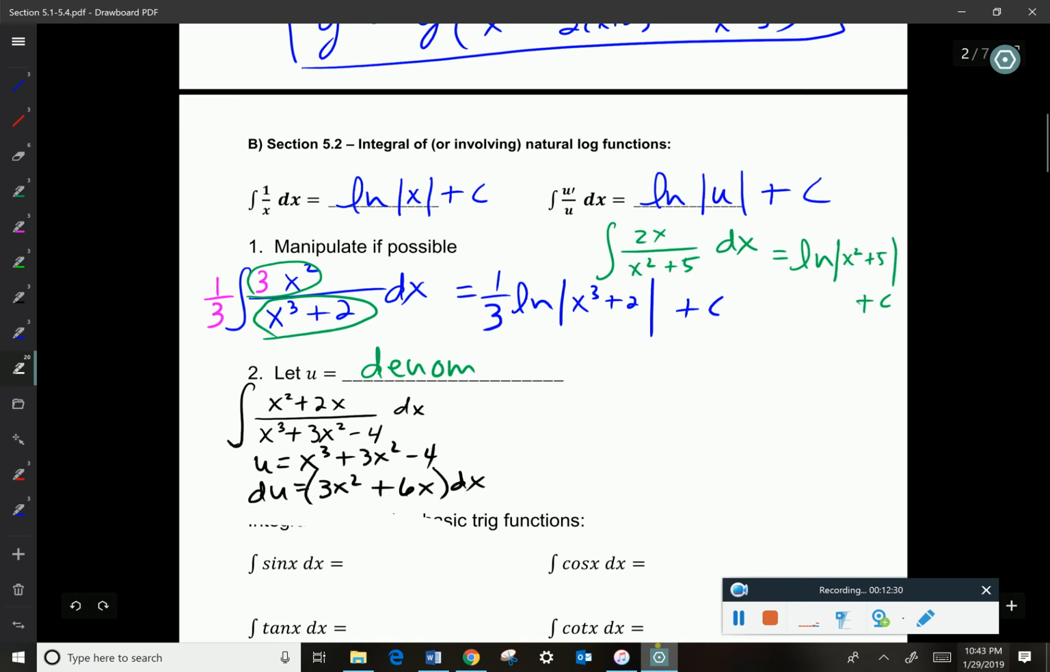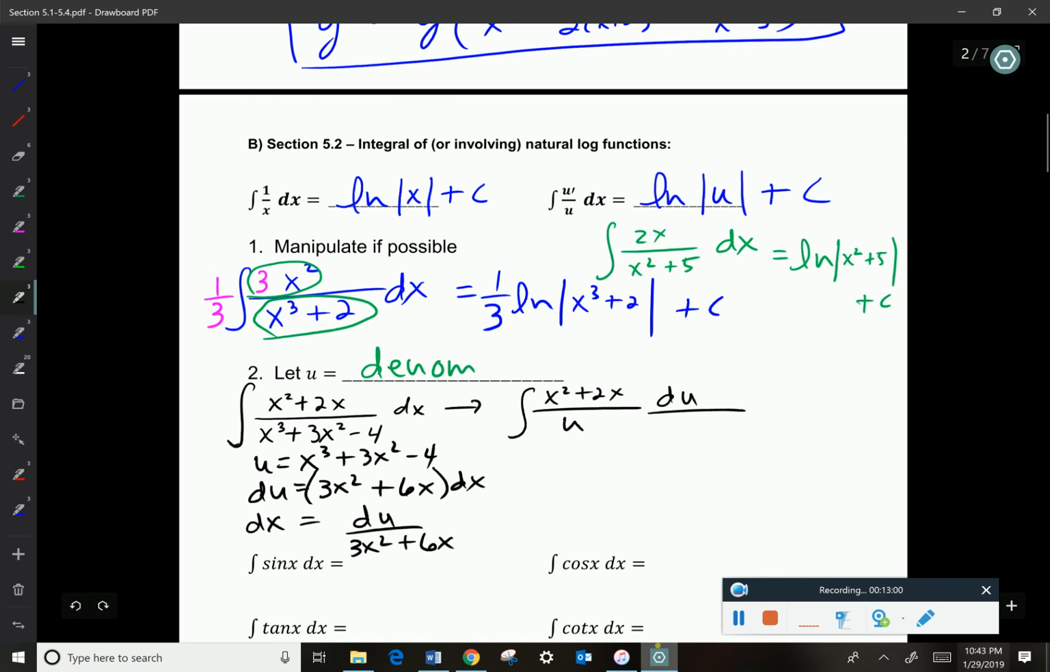So if I do my dx, it's going to be du over 3x squared plus 6x, right? So when I go to rewrite this, I've got the integral. I don't know what to do with that x squared plus 2x on top, so I leave it alone. In the denominator, I just have u. And then in place of dx, I'm going to put du over 3x squared plus 6x.